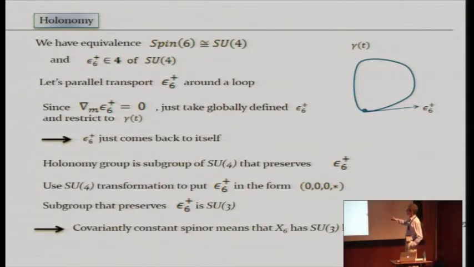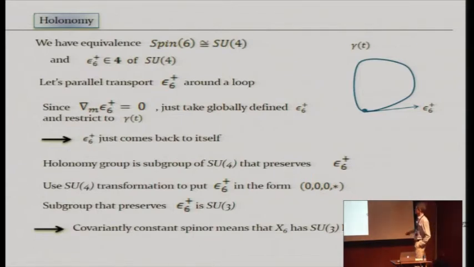So now we just use some SU4 transformation to put epsilon 6 in the standard form, where it's an element of the 4-dimensional vector space. So I just take the first 3 components to vanish and the last component to be non-vanishing. You can always do that if it's non-vanishing. And so what's the subgroup of SU4 that preserves this? Well, of course it's SU3, the subgroup that acts on the first 3 indices here. So the stabilizer, the subgroup that fixes epsilon 6 plus, is SU3.